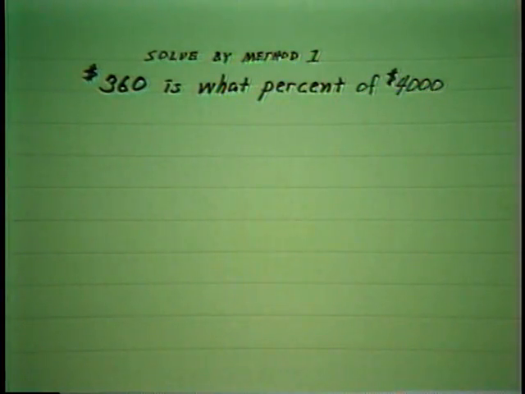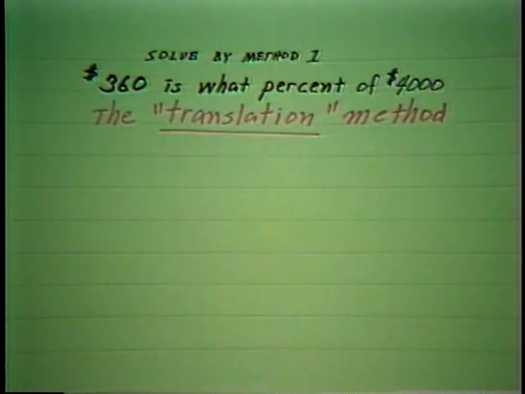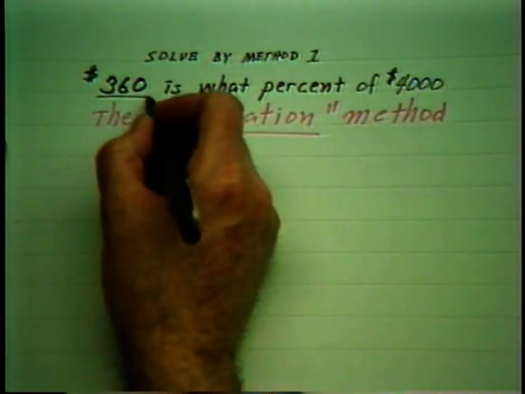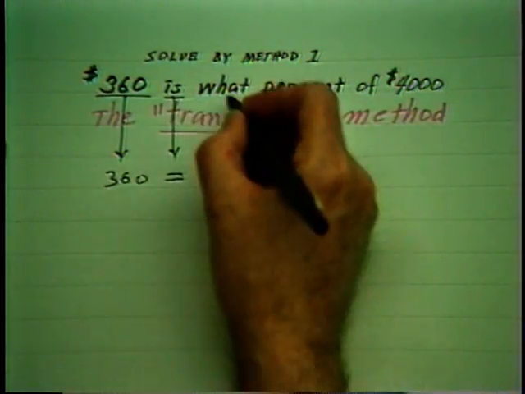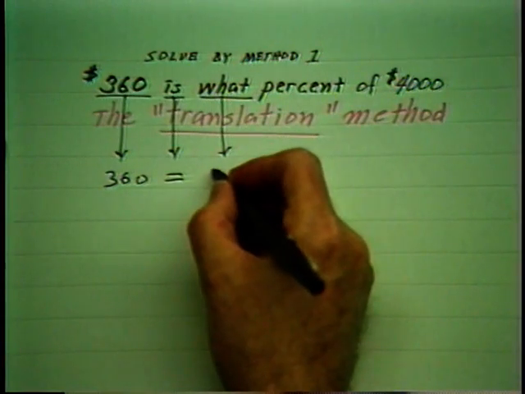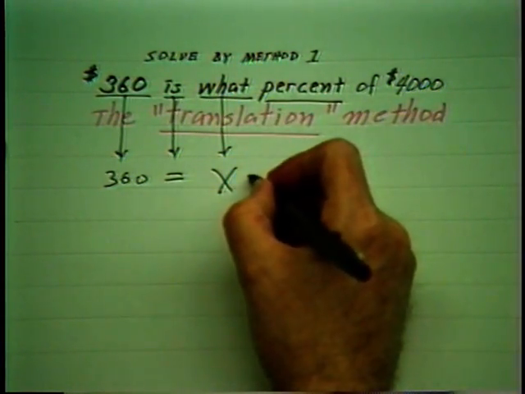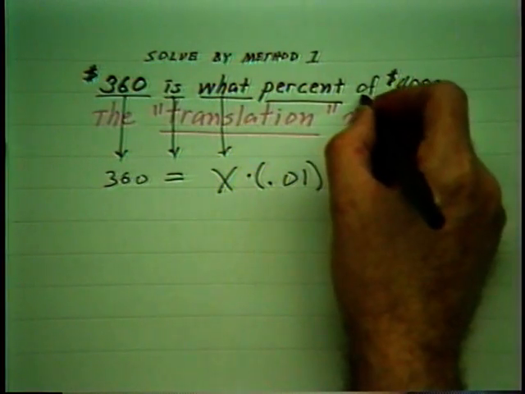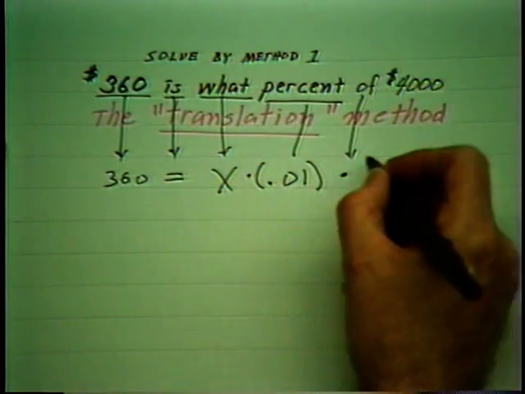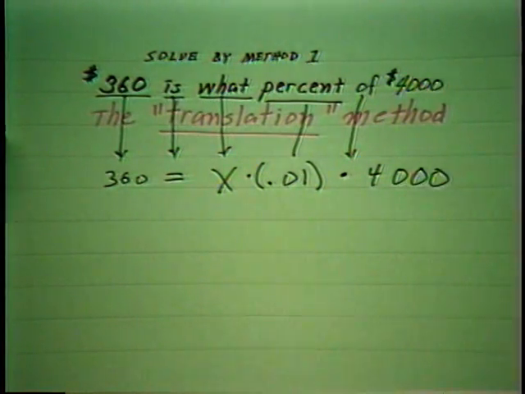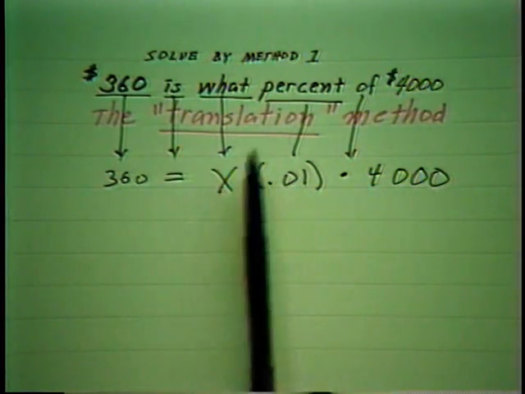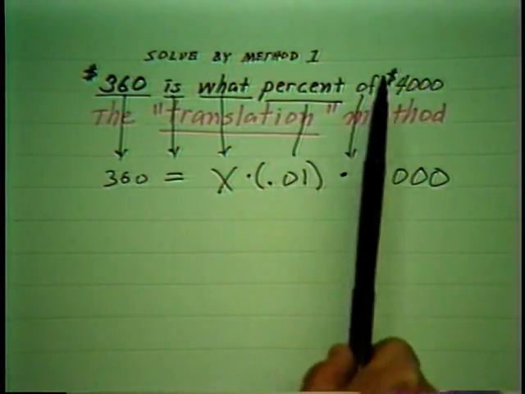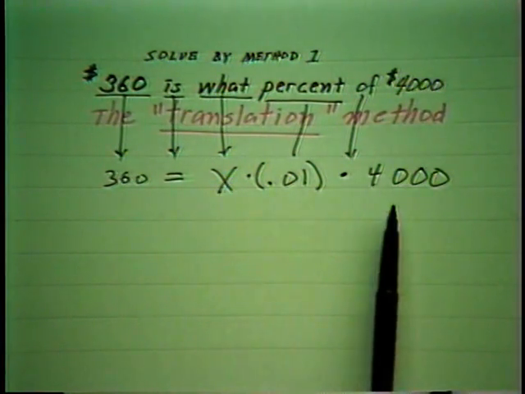Let's solve another problem by Method 1. Method 1 could actually be called the translation method, because it simply involves taking each word or number and translating it step by step to mathematics. See, 360 is mathematics. Is equal. What is my unknown? Percent means times 0.01. Of means times. 4,000 means 4,000.